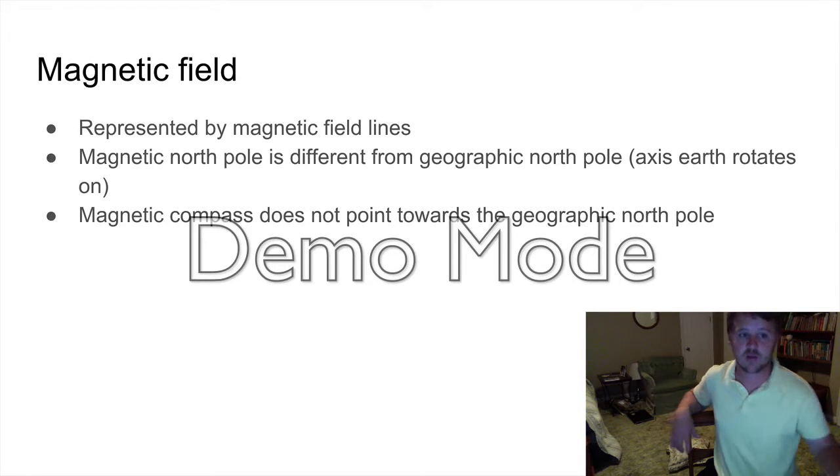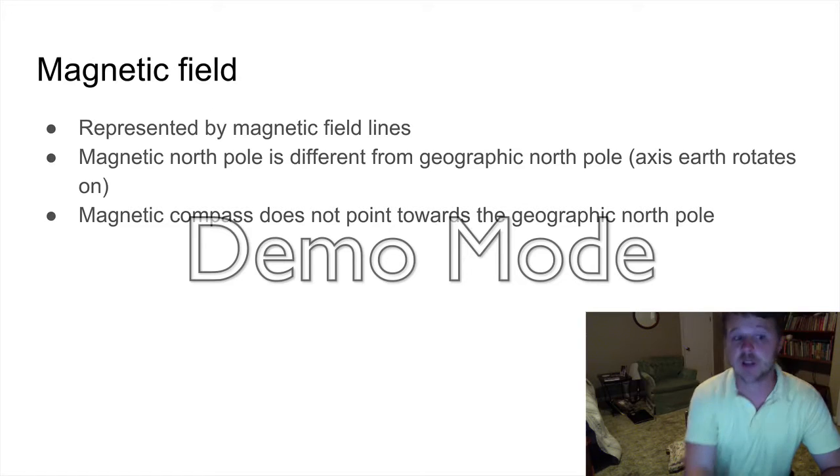That's because the magnetic North Pole, of course, is built off magnetism, which moves a lot. And the geographic North Pole is just geographic in nature and does not move.